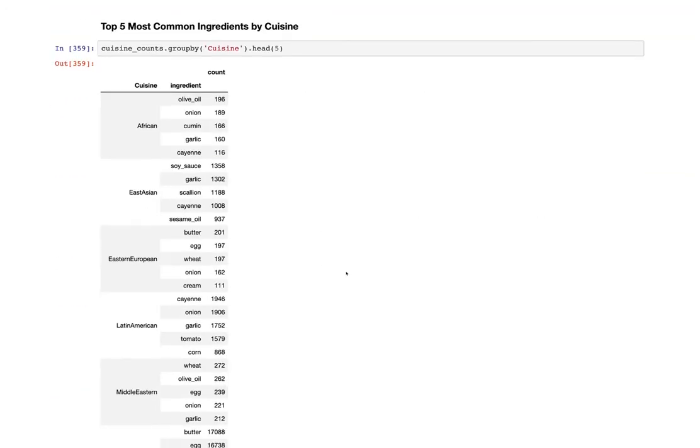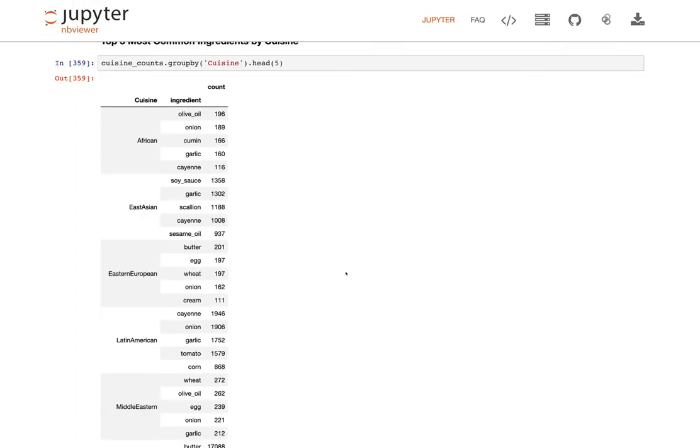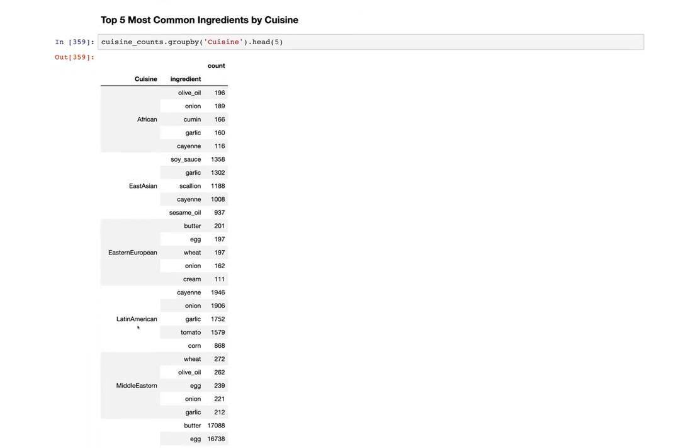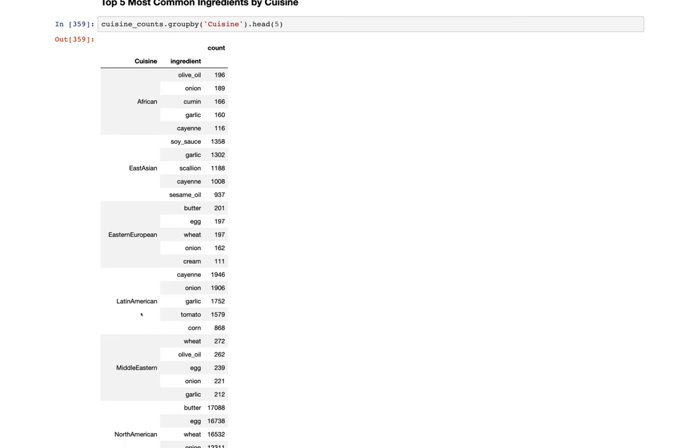So then we looked at the top 5 for each cuisine. And again, you can see very different kind of flavor profiles with most of the European and the North American relying heavily on butter, eggs, wheat, and cream or milk, and Latin American and other cuisines having more savory, cayenne, onion, garlic kind of profiles.